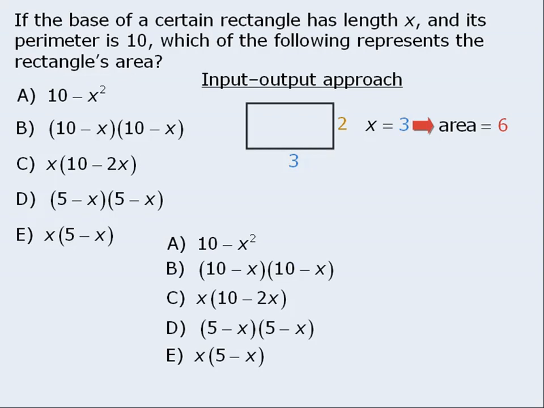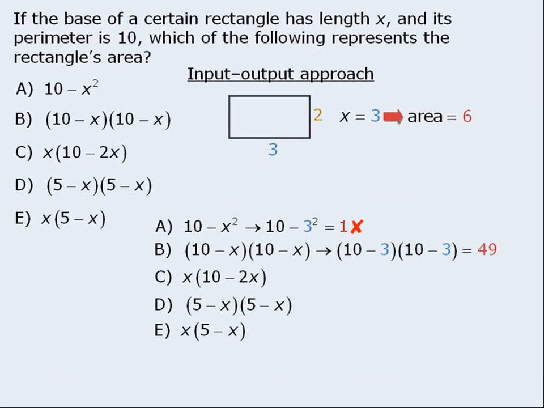Now let's check each answer choice and see which one yields the required output of 6 when x equals 3. Beginning with answer choice A, we will replace x with 3 to see that this expression evaluates to be 1. Since we already determined that the required output is an area of 6 when x equals 3, answer choice A is not the correct answer. Now let's try answer choice B. Here, when we let x equal 3, the output is 49, which also does not equal the required output of 6. When we plug x equals 3 into answer choice C, the output is 12, which is not the same as the required output of 6.